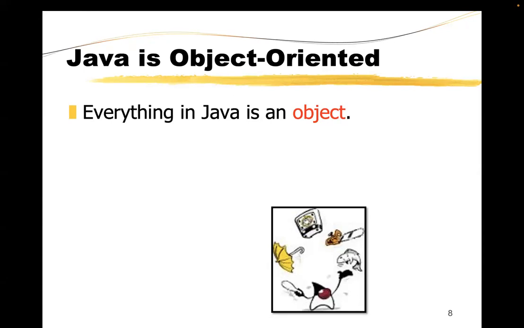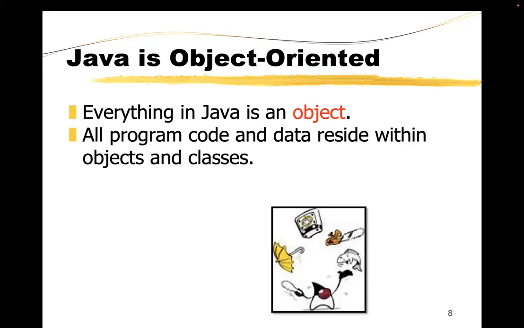Now, before you learn about the object-oriented concepts, you need to know what an object is. Remember, everything in Java is an object. All program code and data reside within objects and classes. Using a class, we can create objects.